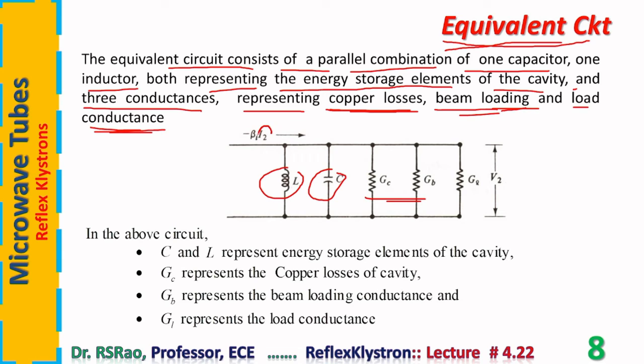I2 is fundamental component of the beam or bunch current. When I say bunch current, I mean the current that is crossing from repeller plate towards electron gun. In the above circuit, as already mentioned, C and L represent energy storage elements of the cavity. GC represents copper losses. GB represents beam loading conductance.